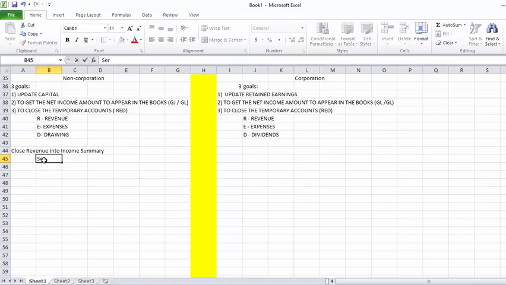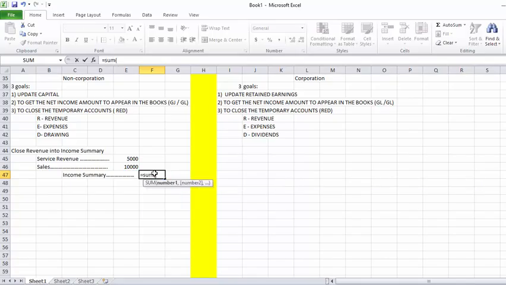So let's just go with service revenue or sales. Remember, we either called it service revenue or sales. So let's go with both. I'll put them both in here so we can cover all the chapters that we've dealt with our revenue accounts. And we're going to close it into income summary. Okay, so pretend we had $5,000 worth of service revenue, we had $10,000 worth of sales, and we're going to credit income summary for the total of those two, which is $15,000.